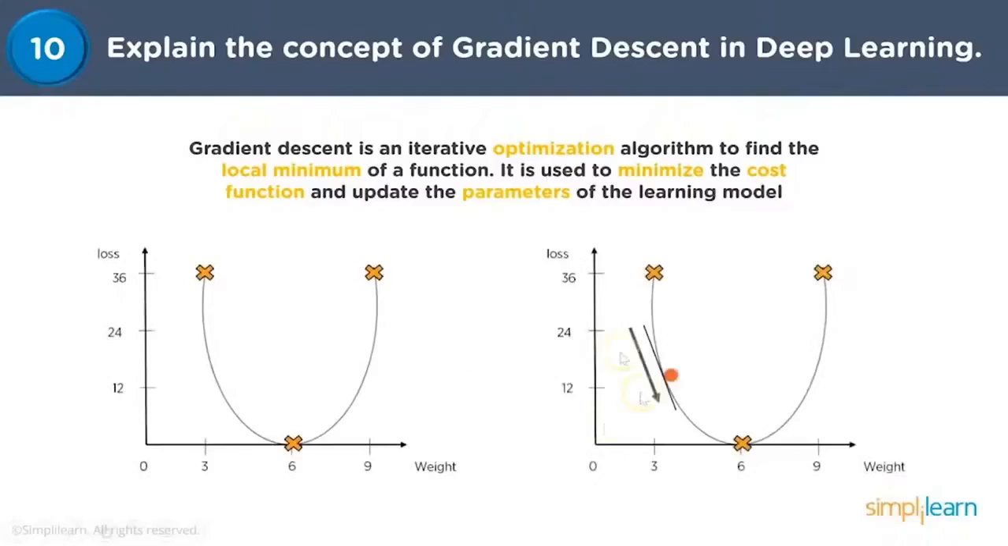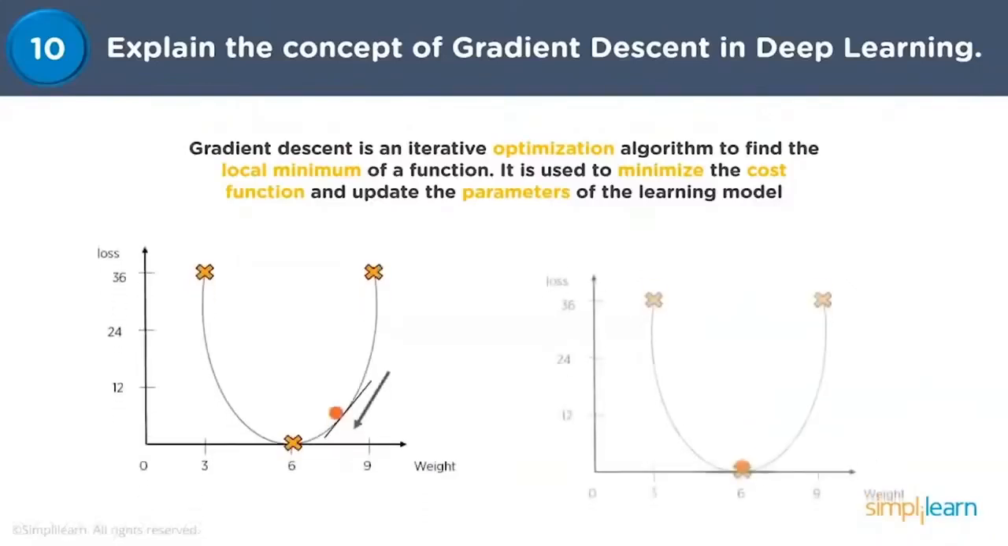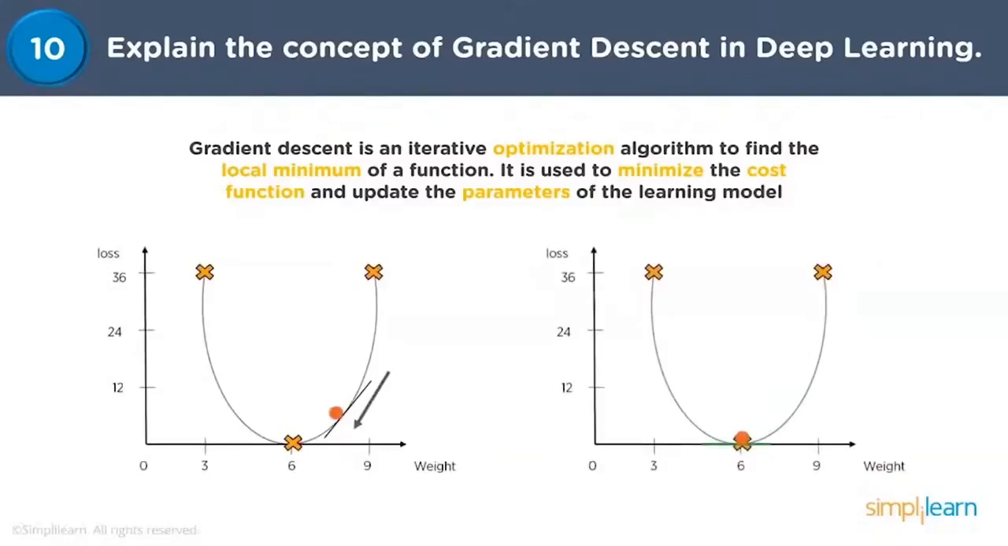You can see we have these maps, and on the y-axis we have the loss, on the x-axis we have the weight, and here we are trying to find the local minimum or the global minimum. Now, this gradient descent method is used to minimize the cost function and update the parameters of the learning model.